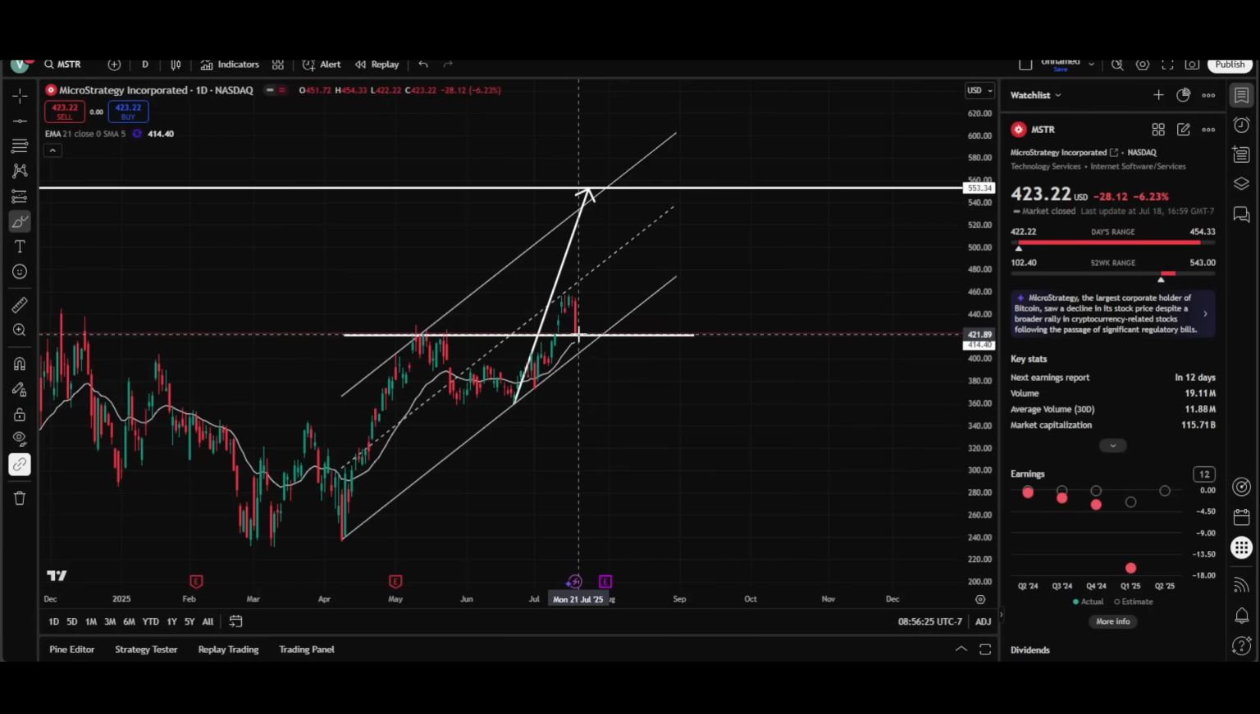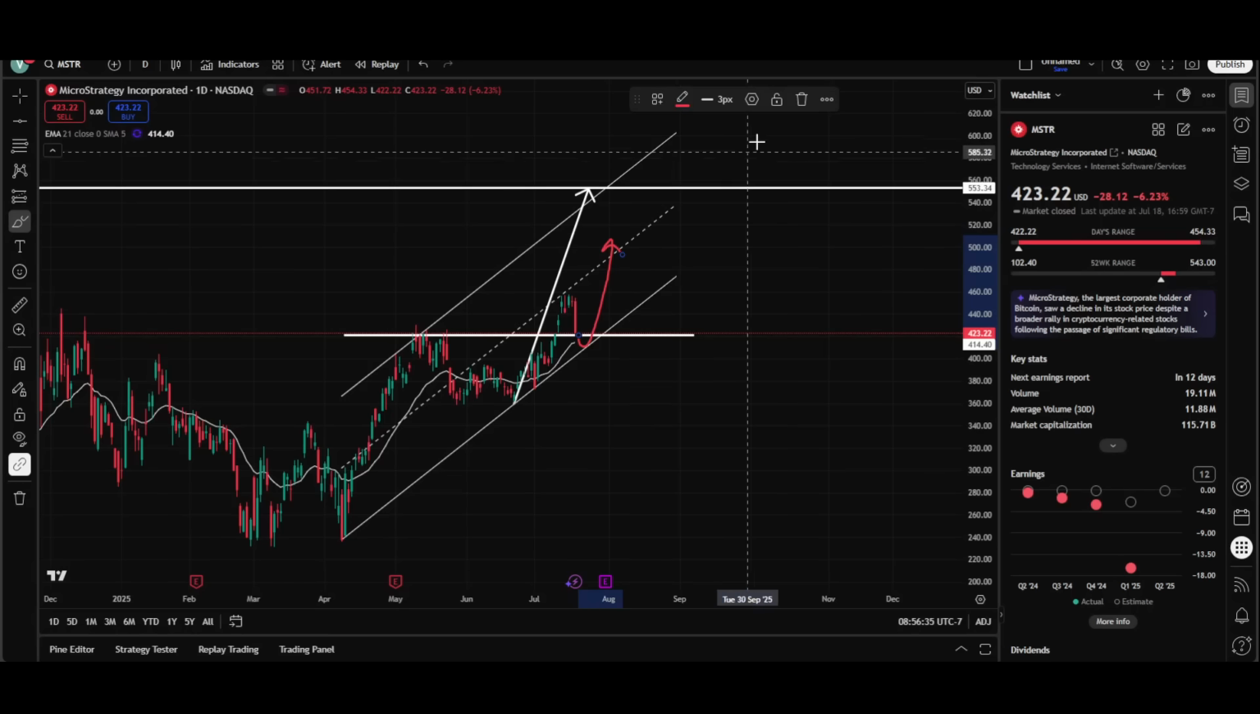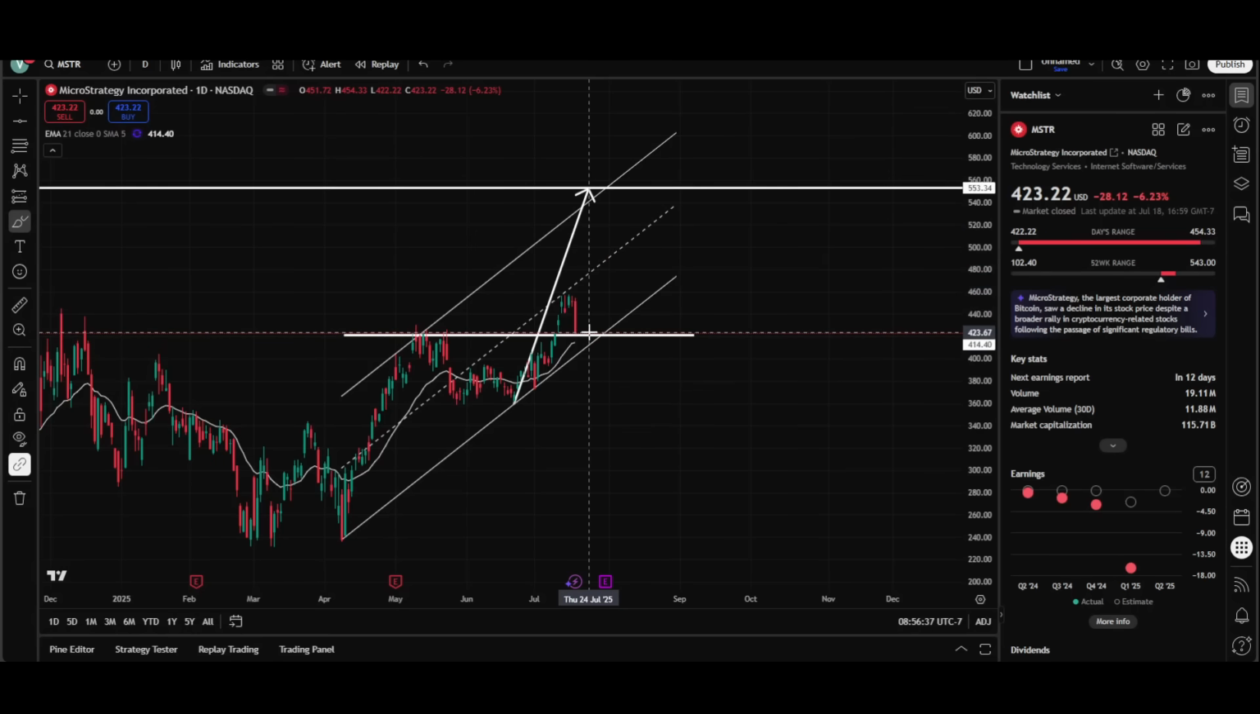We have this 420 potentially acting as support. We are still above the EMA. We still have a measure move target in play, and we're still above the bullish trend line. So we can obviously still bounce off of that too as well. So I think it's probably just declining just because we had the breakout, retest.